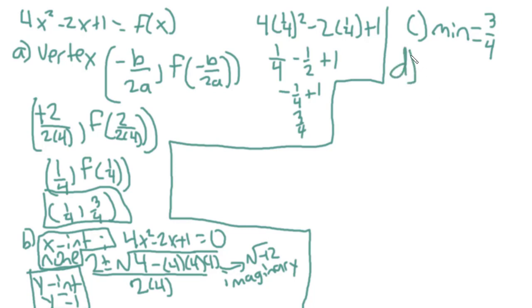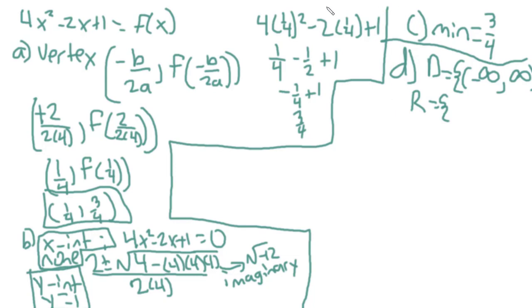So I know that the minimum of my parabola is going to be 3/4. Now if I want to figure out my domain and range, the domain is always going to be negative infinity to infinity. Okay. And then my range, this is an upward facing parabola, so an upward facing parabola does something like this. So I know that my range is going to start at my minimum. So my minimum is at 3/4, and it's going to go all the way to infinity. So this is a bracket, and then this is a parentheses. Okay, so there's my domain and range.